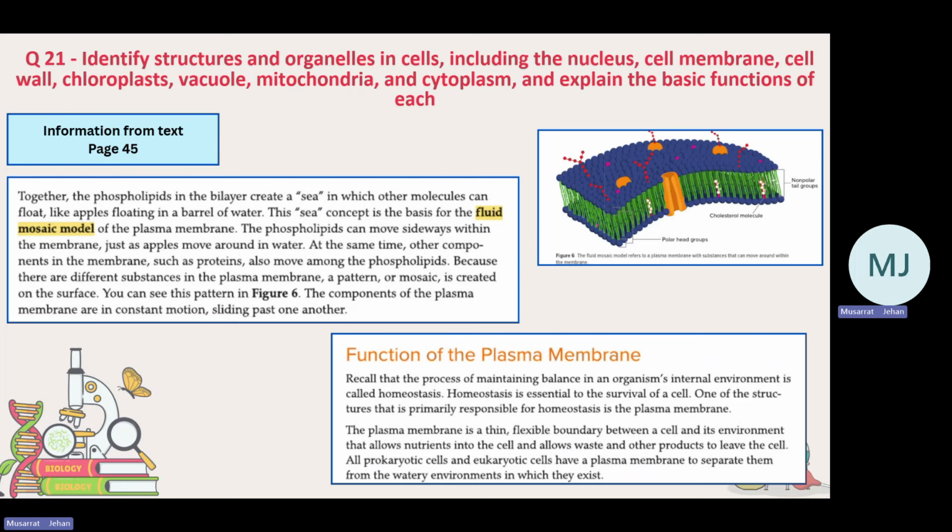All prokaryotic cells and eukaryotic cells that you studied in the previous lesson have a plasma membrane. It's found in everything. This plasma membrane can separate them from the watery environment in which they exist. Because they're existing in a watery environment, the membrane separates them from it.